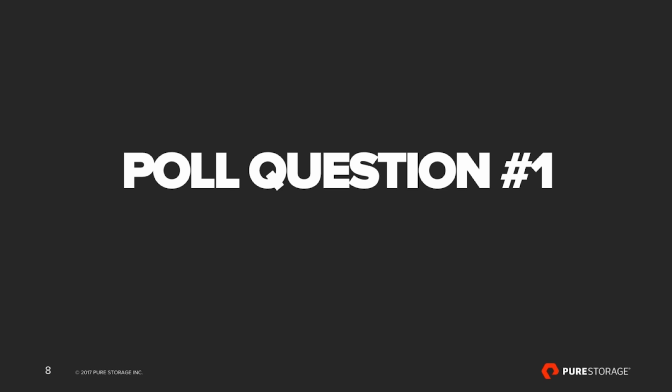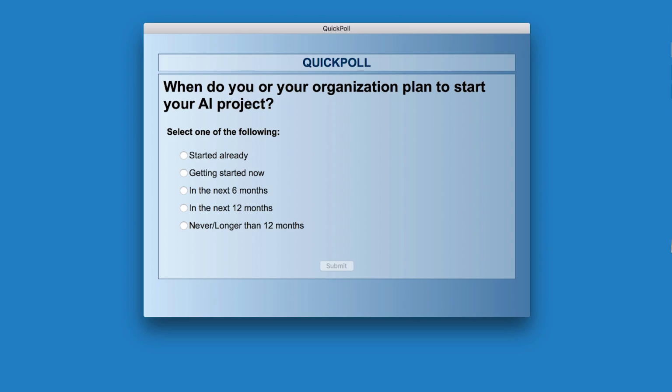So, I went through the background as to why data is important, why storage is important. I'm going to get to the 5 lessons learned now. And so I'm going to pull a quick poll up, and it looks like it's already up. I'd love for you to answer them. The question is, when do you or your organization plan to start your AI project? And you can select one of the options. While we have this up on the screen, I've got a couple questions for you.